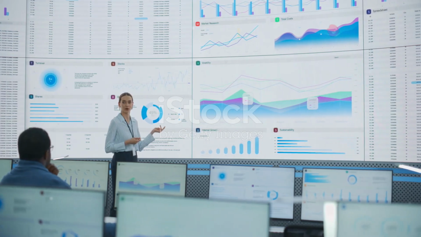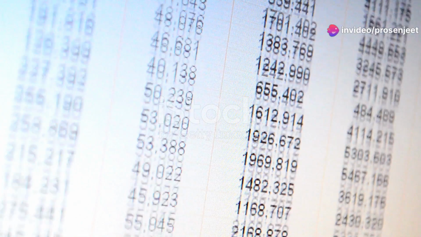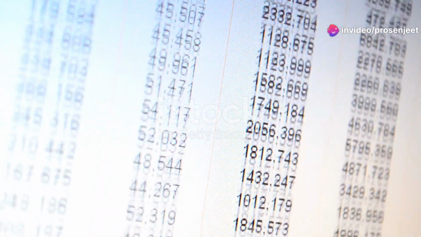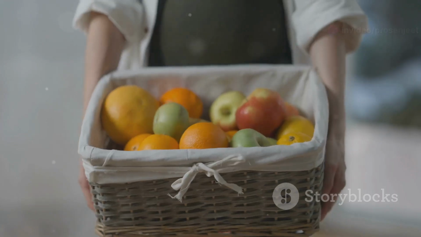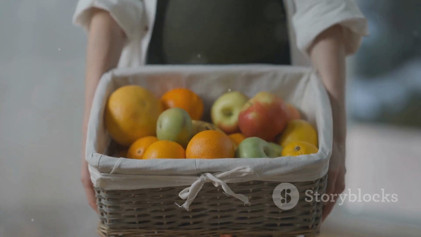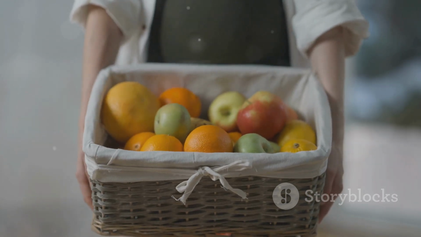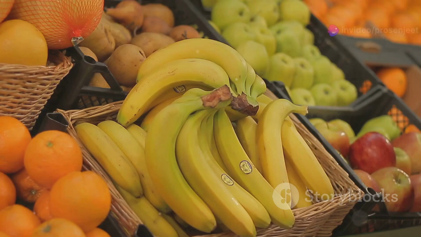Section 5. The mode, the most frequent. The mode is the value that appears most frequently in a data set. It's the simplest measure of central tendency. Imagine you have a basket of fruits with 3 apples, 5 bananas, and 2 oranges. The mode is bananas because they appear the most.